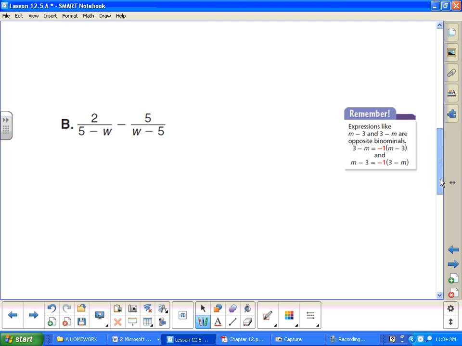So let's look at another one. 2 over 5 minus w, minus the quantity of 5 over w minus 5. These two denominators are different, but they're very close to each other. They're opposites. So I can factor out or multiply by -1, and that will change the one to be the same as the other.